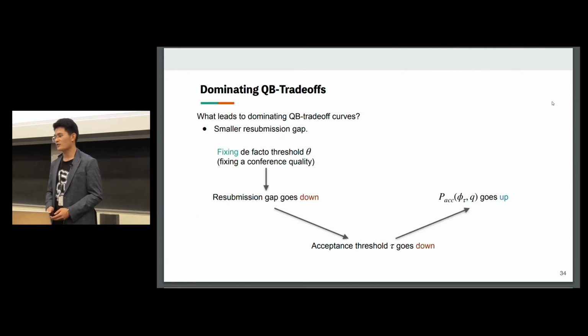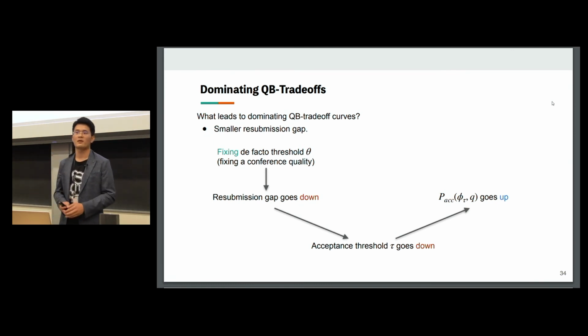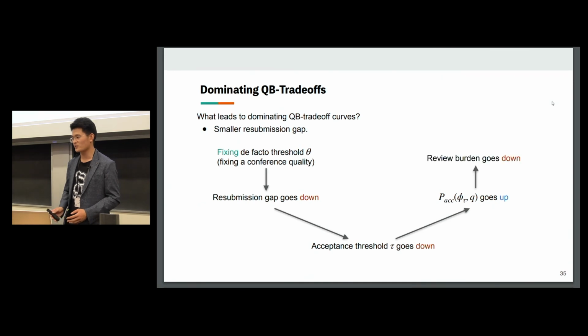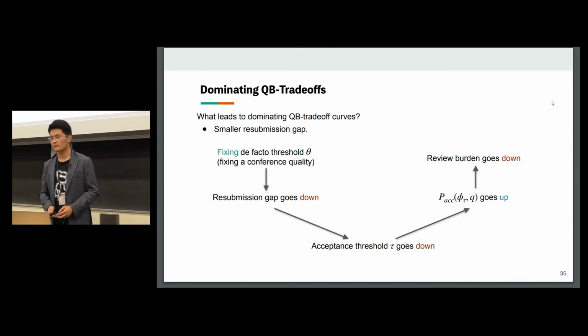And this results in a higher acceptance probability for every submitted paper. Thus, every submitted paper will experience fewer rounds of resubmission because there is a higher chance to get in, which results in a smaller review burden. Therefore, you are fixing the conference quality, but have a smaller review burden. Thus, you have a better QB trade-off curve.